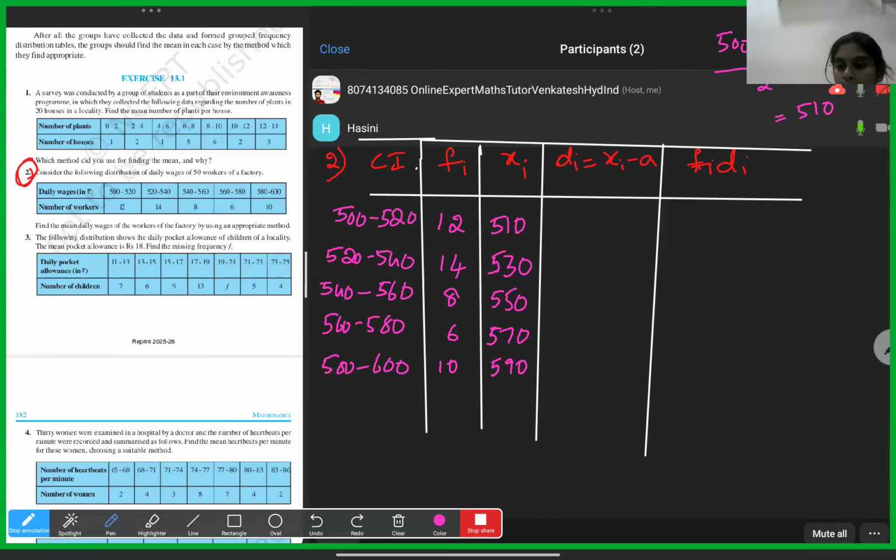Now what is this di column? di is equal to xi minus a, Hasni. This di is called the deviation.